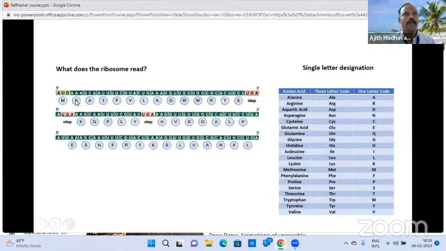So the question is, the ribosome is the one that rewrites the information written in nucleotides into an information written in amino acids. What is being read by the ribosome is the question. A set of sequences that is read by the ribosome is called an open reading frame.